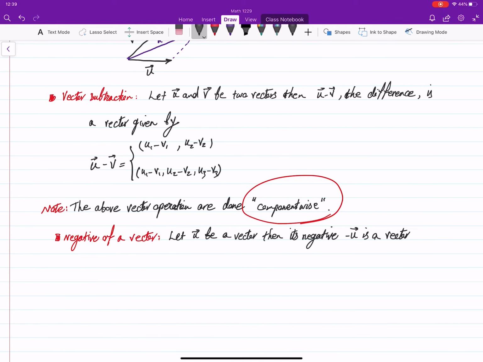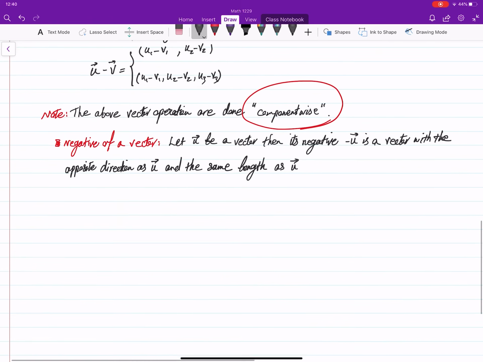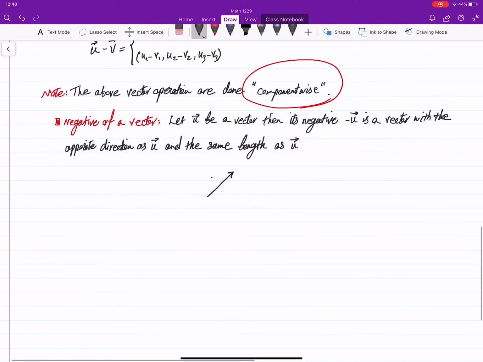The negative vector has the opposite direction as vector U and the same length as U. So in other words, if U is this vector here, negative U will have exactly the same length, but exactly in the opposite direction.